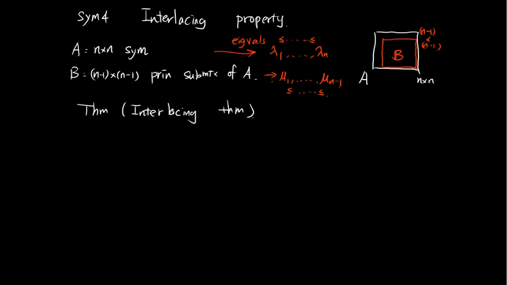Following the same setting, we have lambda 1 less than or equal to lambda 2, and less than or equal to something else, and keep going up to lambda n. This is known just because we order them from small to large. Meanwhile, we also have mu1 less than or equal to mu2, and so on, less than or equal to mu m minus 1.